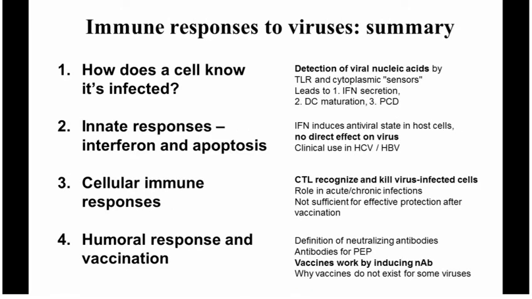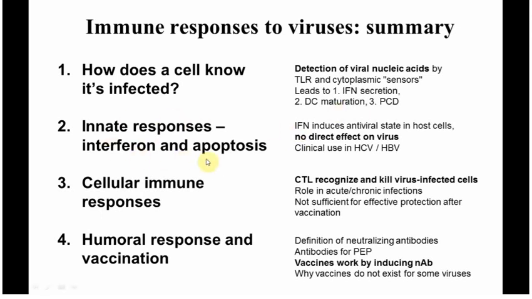Okay, so I'm going to finish up here with the summary of everything you need to try and remember about immune responses to viruses. How does a cell know that it's infected? This depends to a large extent on the detection of viral nucleic acids by sensors, toll-like receptors or cytoplasmic sensors. Once viruses have been detected, there are 3 important consequences. Secretion of interferons, which make cells more resistant to viral infection. Maturation of dendritic cells, which will help the adaptive immune response to be initiated. And thirdly, programmed cell death in the infected cell. This is important to try and limit viral replication and virus spread in the organism.